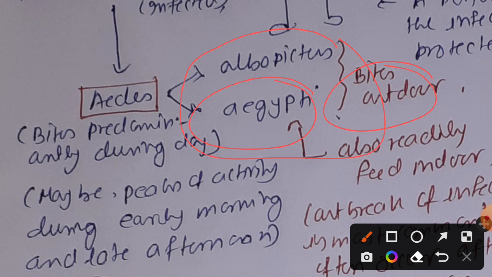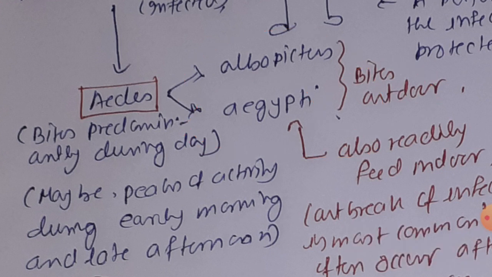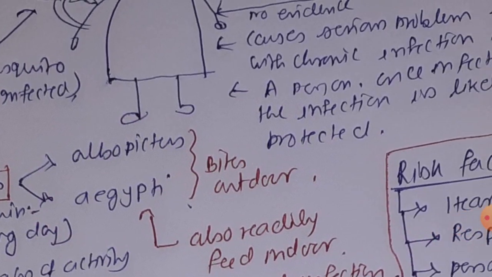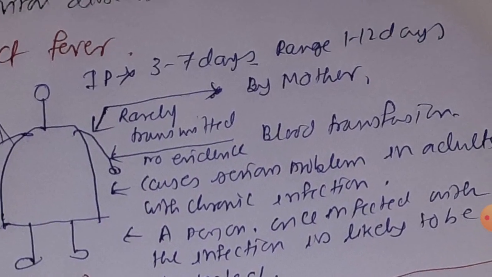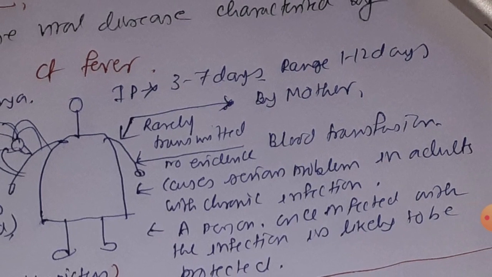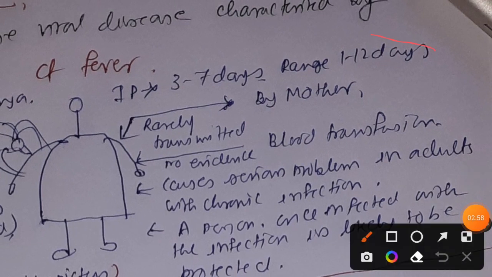The most important thing you need to know is that outbreaks of chikungunya are more common after the rainy season. Why? Because in the rainy season the mosquitoes are actively breeding, and then they are ready to play the role of a spreader of the infection. The incubation period is 3 to 7 days, within a range of 1 to 12 days.